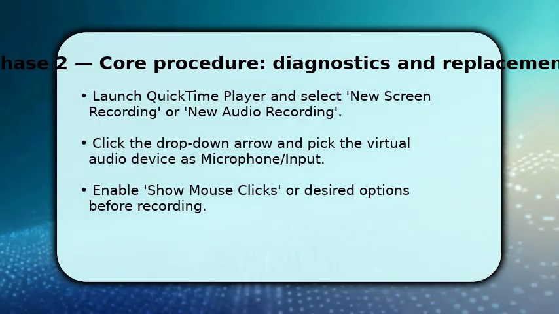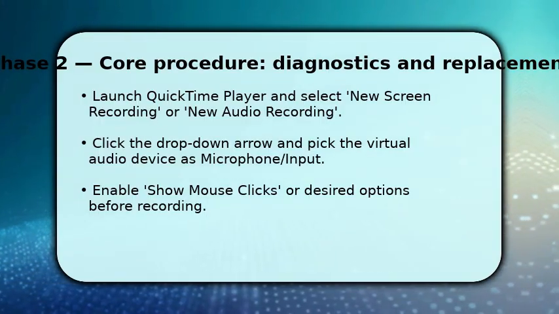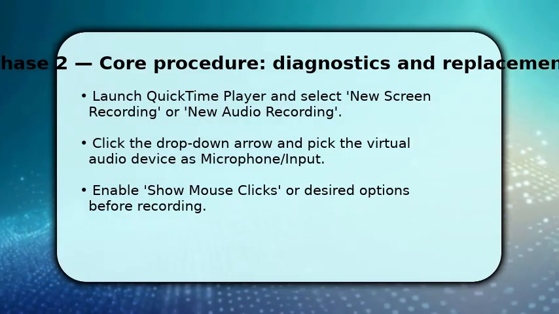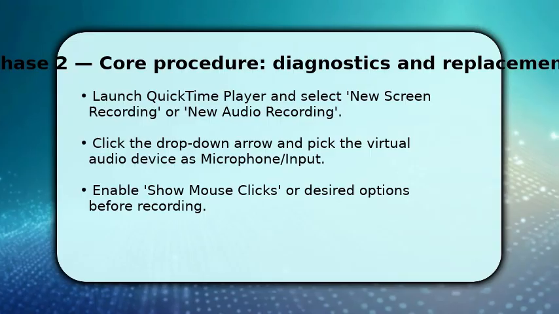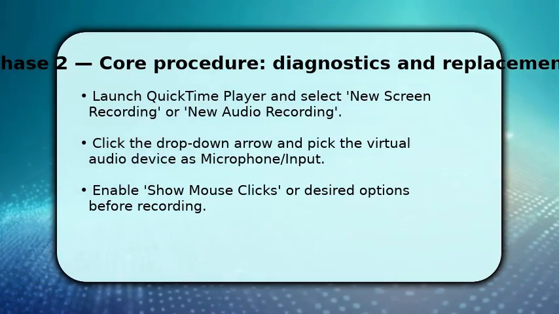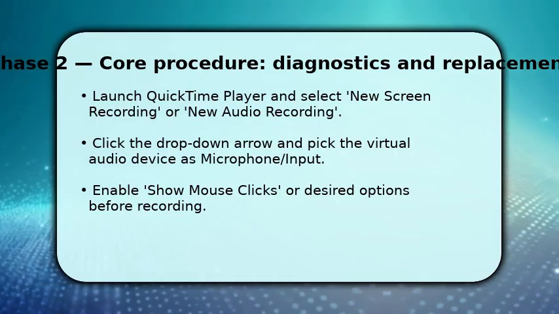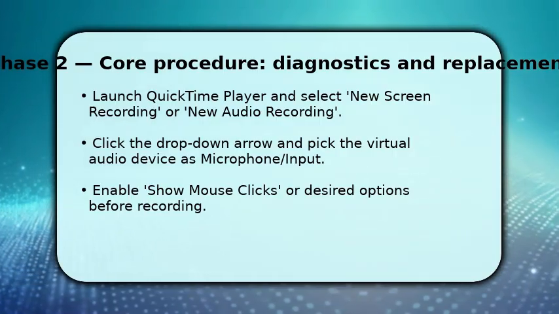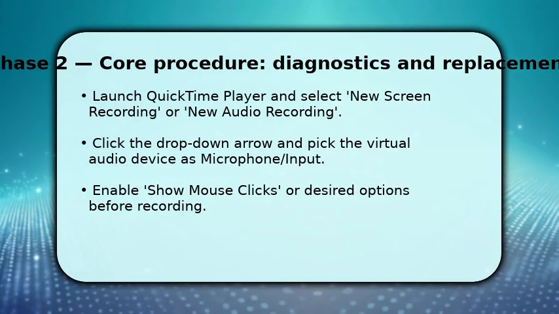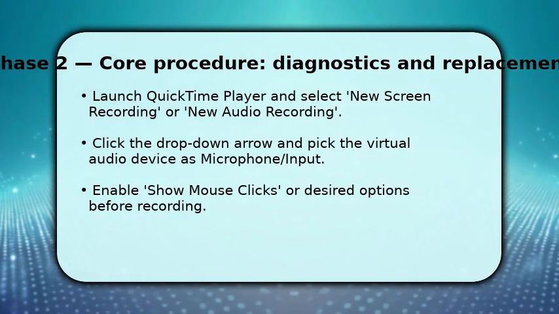Click the small arrow next to the red record button, then select the virtual audio device as the input. This tells QuickTime to record the routed system audio rather than the built-in mic. Adjust volume sliders and uncheck ambient microphone if you want pure system sound. Once done, position windows and prepare the content you'll play back during capture.